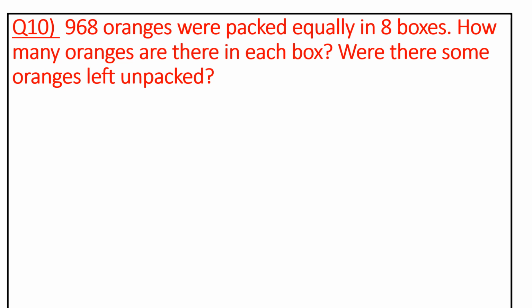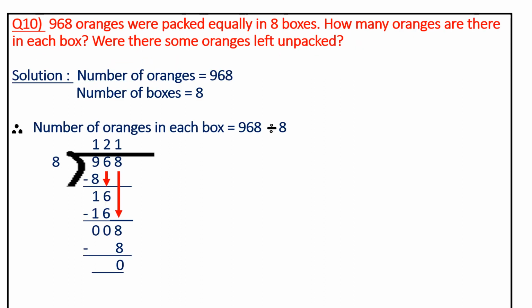Again you write the statement. So how many oranges are there? 968. And how many boxes are there? There are 8 boxes. Right? Number of oranges 968. Number of boxes, that is 8 boxes, no? Write here 8. Number of oranges in each box. As there are equal number of oranges now, so we will again do here division. Now divide 968 by this 8.